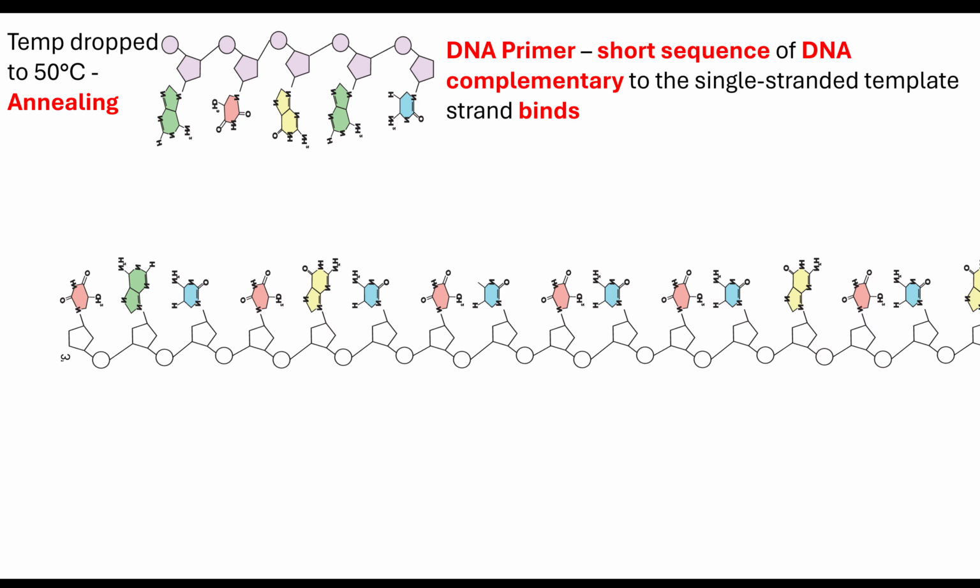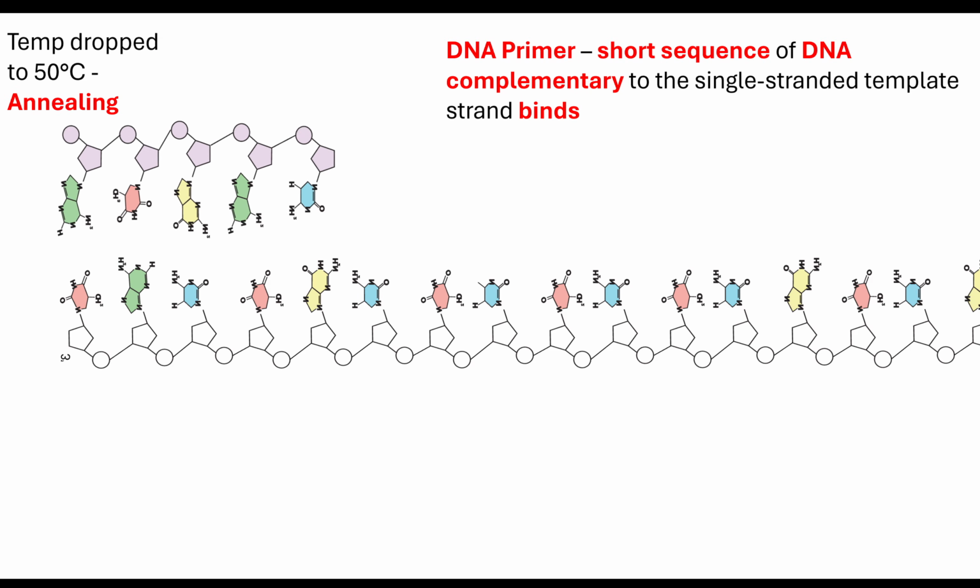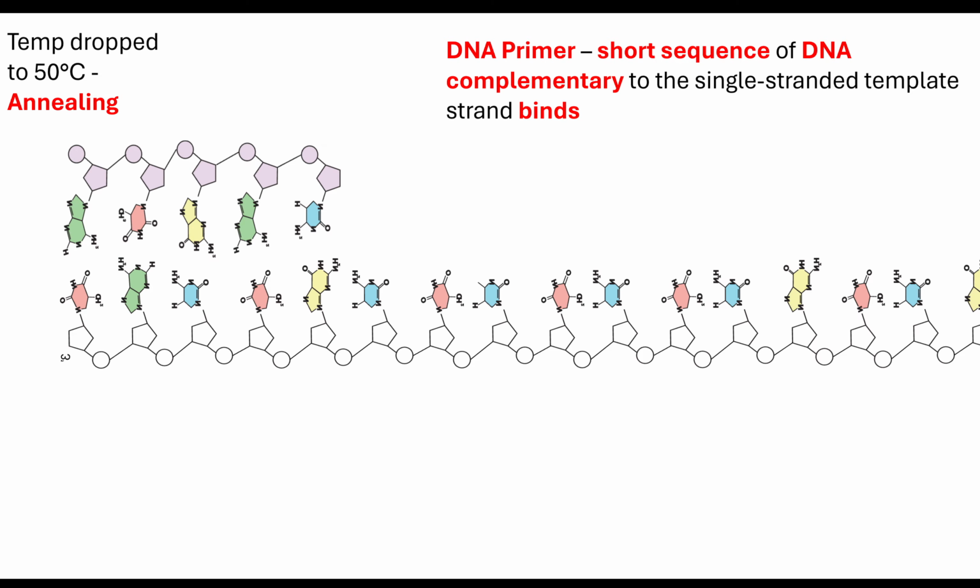Now, a DNA primer is a short sequence of DNA complementary to the single-stranded template, and that will anneal. Now, annealing is basically where it's going to form hydrogen bonds between the complementary base pairs, and it will form it in that sequence. So we've dropped the temperature down. We're now annealing this primer to position.